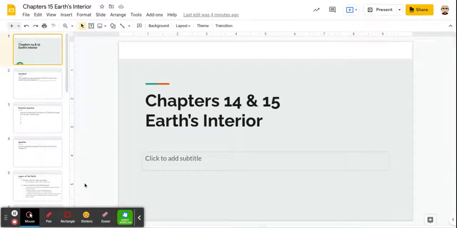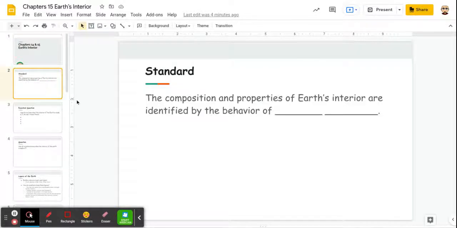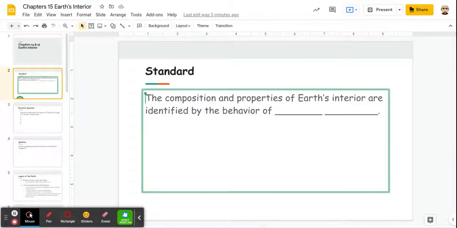Good morning. We are going to be doing a quick introduction here of what is inside the Earth and how we know what is there. So we're looking at Earth's interior right now. The standard that we're looking at is that the composition and properties of Earth's interior are identified by, and then our words we're going to fill in here. We have seismic waves.